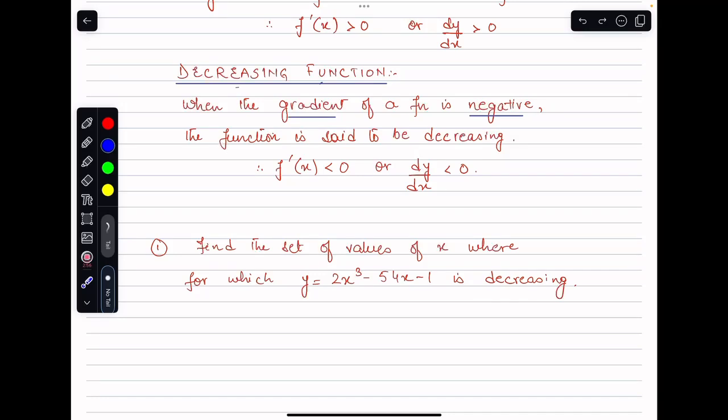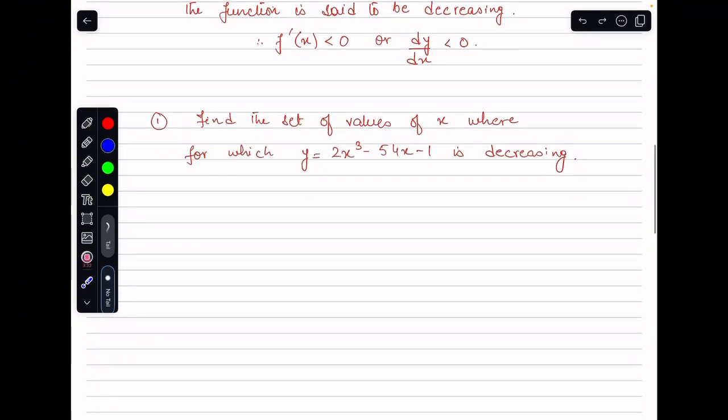Or I can say it's the first derivative of y with respect to x, dy by dx. If this is less than 0, meaning it's negative, then also I can say that the function is a decreasing function. Or in other words, if I compare it with y equals mx plus c, then we know that if m is negative, m is less than 0, then the tangent or the line slopes down. So sloping down here means that the gradient needs to be negative.